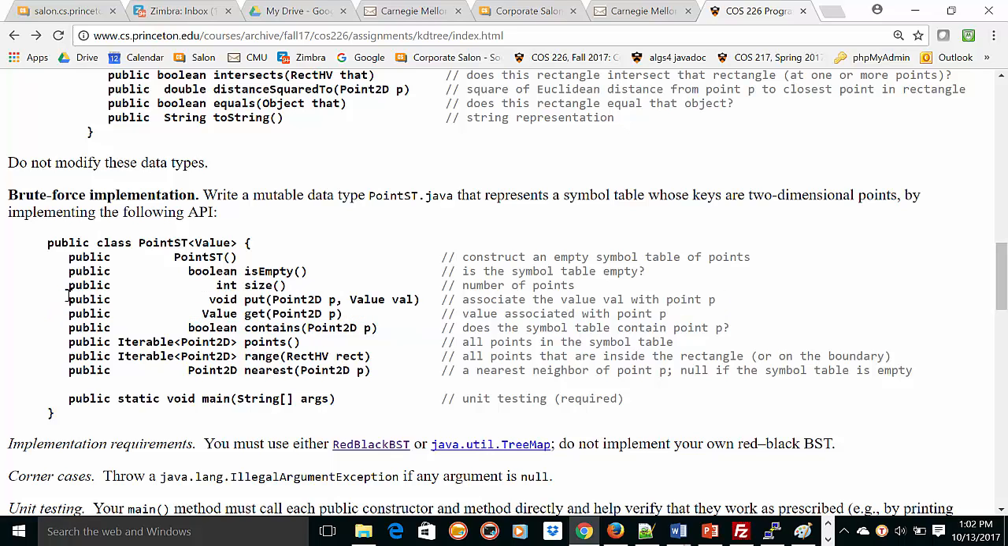Now, when you do recursion in Java, obviously you need to have private methods to do recursion, and the public methods call that private method. So this public method will call the private method, which does the recursion for you.